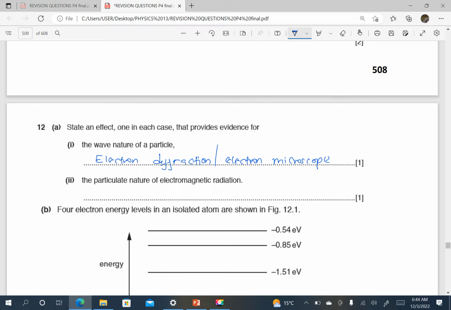Then the particulate nature, that one is easy. We mentioned photoelectric effect. That is, electromagnetic radiation is behaving as a particle, as is shown by the photoelectric effect, and or, there are two common ones, Compton scattering.